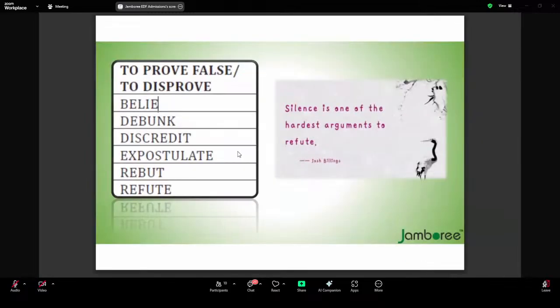These are a few words that mean to disprove something. Belie means contradict. It's just going against what you're expecting. It's something opposite of what you're expecting.